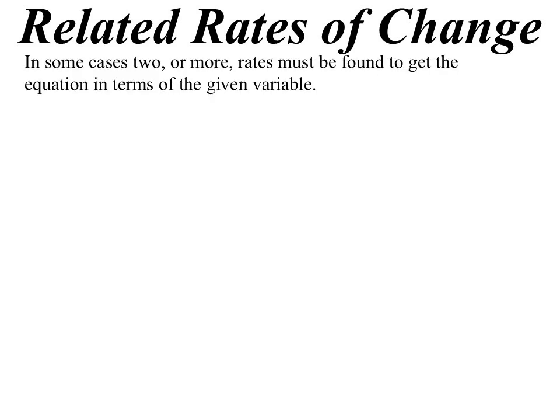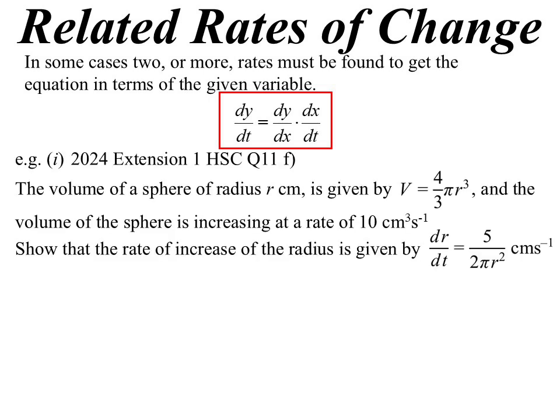Something we have seen before, but let's go over it again, this idea of related rates of change. Sometimes to solve a problem we need more than one derivative. It's basically using our idea of, we'll call it what you like, implicit differentiation, the chain rule, whatever, but it's all the same idea. Let's have a look at last year's HSC question.